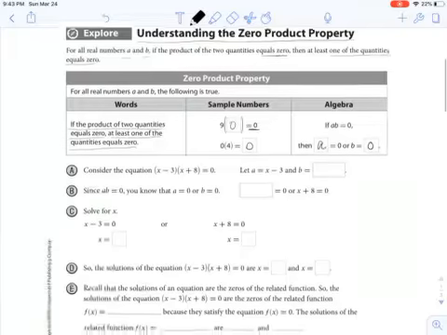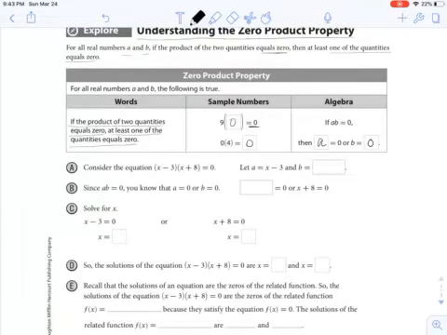Okay, so consider the equation (x minus 3) times (x plus 8) equals 0. Let A equal x minus 3 and B equal x plus 8. All we did was take x minus 3 and plug it in for A, and let B equal x plus 8. So since AB equals 0, you know that A equals 0 or B equals 0. So we have x minus 3 equals 0 or x plus 8 equals 0.